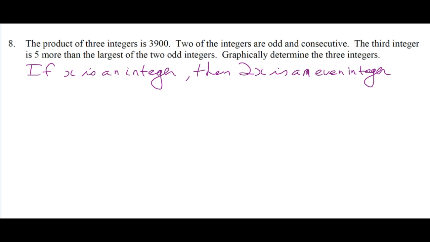Okay, so if x were 5, 2 times 5 is 10. You're going to get an even number. If x is 7, 14. If x is 8, 16, right? So 2x is an even integer, because obviously it's divisible by 2. So to make an odd integer, what do we do with an even integer? You add 1. So 2x plus 1 is an odd integer, right? Must be odd.